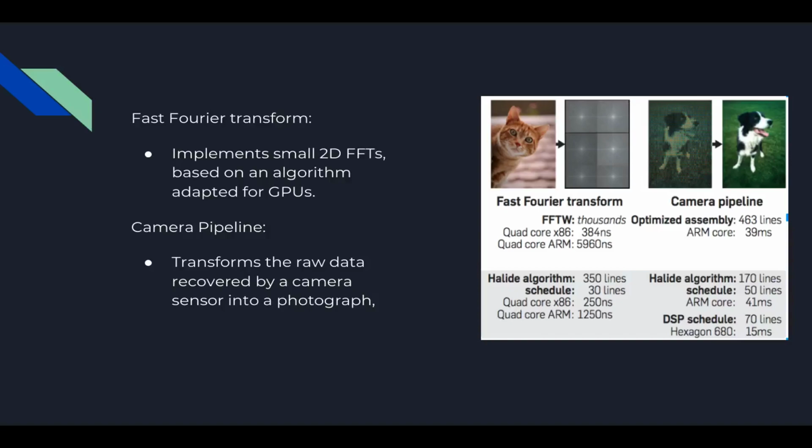Also, in fast Fourier transform, which implements small 2-dimensional fast Fourier transforms based on an algorithm adapted for GPUs, the fast Fourier transform in the West software took thousands of lines of code compared with Halide's code, which was only 350 lines. Except for this, Halide improved locality and could easily modify it. Finally, Halide was applied to a camera pipeline, which transforms the raw data recorded by a camera sensor into a photograph. The Halide code was much faster than optimized assembly and more concise.